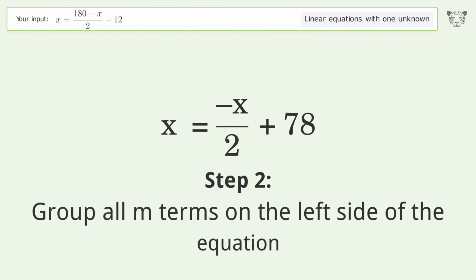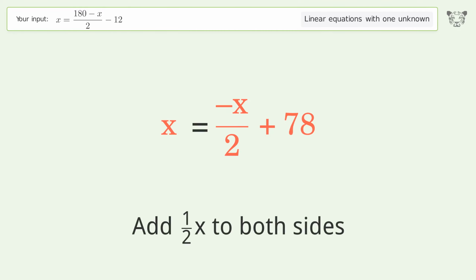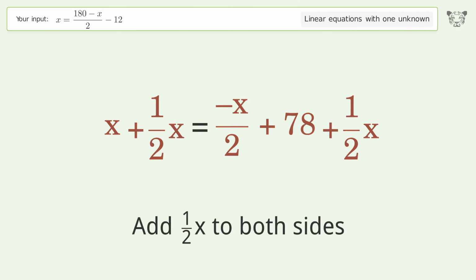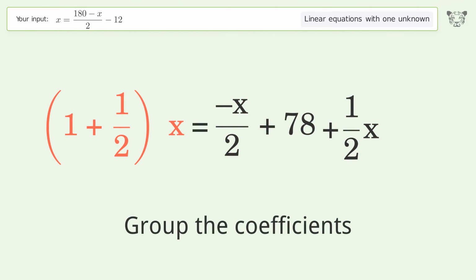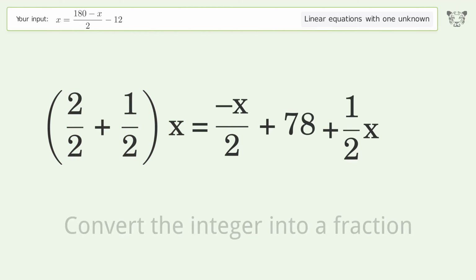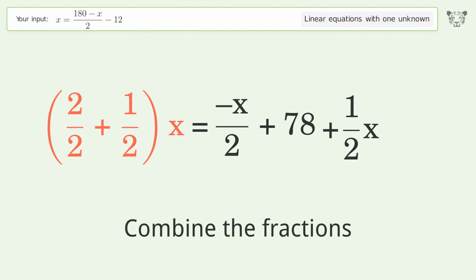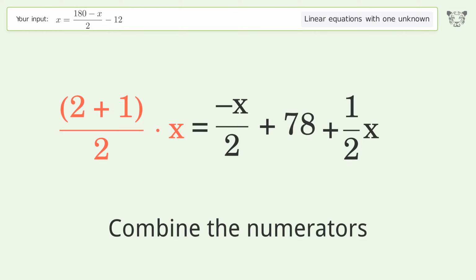Group all m terms on the left side of the equation. Add 1 over 2x to both sides. Group the coefficients. Convert the integer into a fraction. Combine the fractions. Combine the numerators.